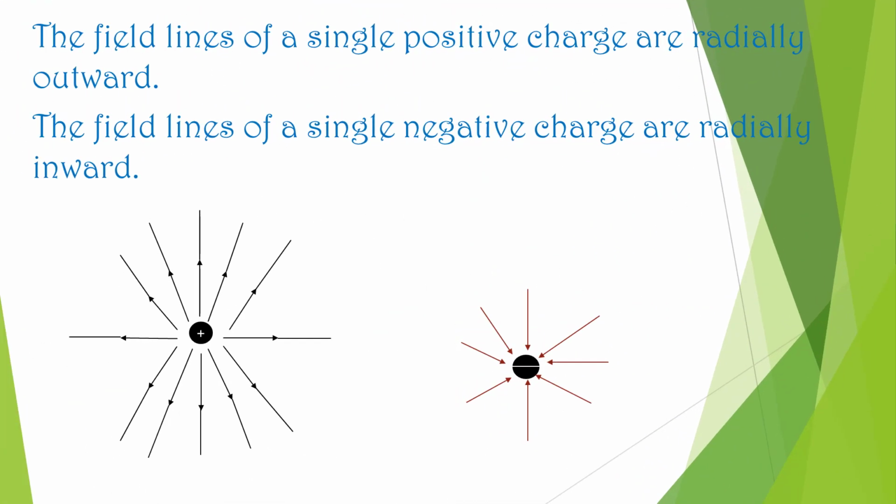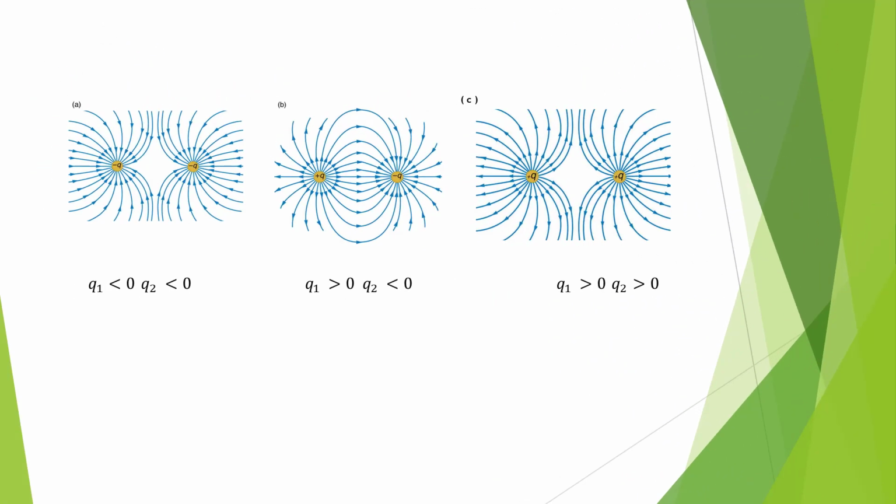The field lines of a single positive charge are radially outward as shown in this figure, and the field lines of a single negative charge are radially inwards. We can draw electric field lines for identical two negative charges. Here Q1 and Q2 are less than 0. It means they are negative charges, and we can see the direction of electric field line is inwards.